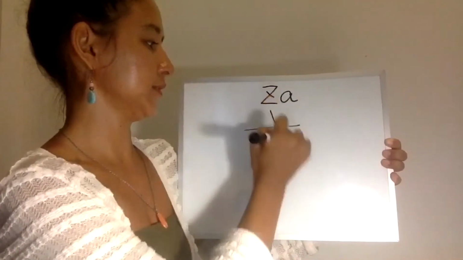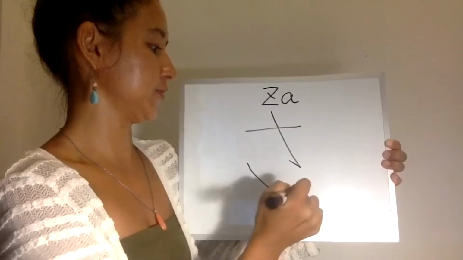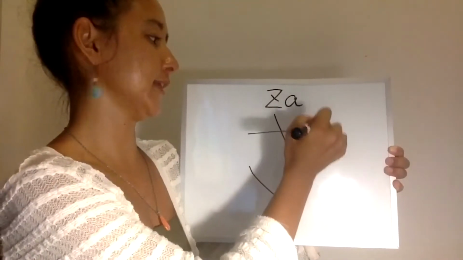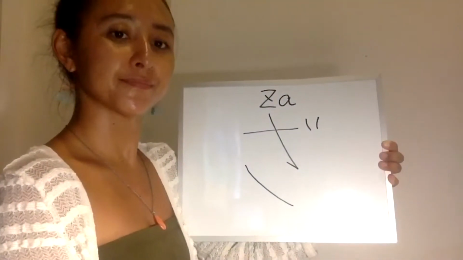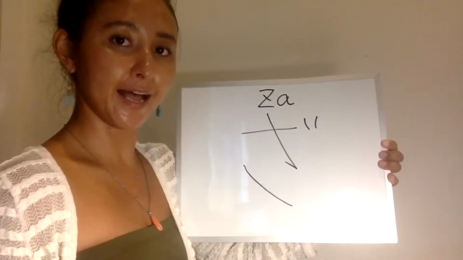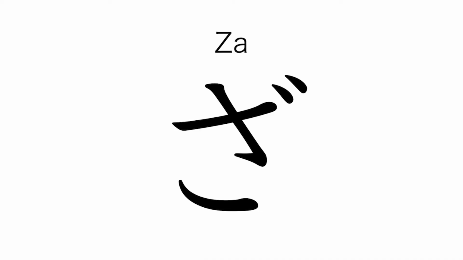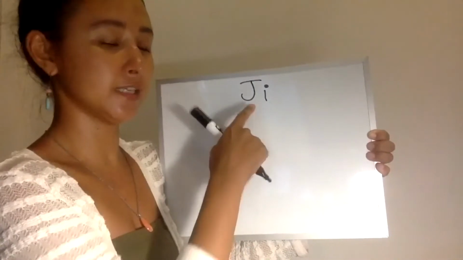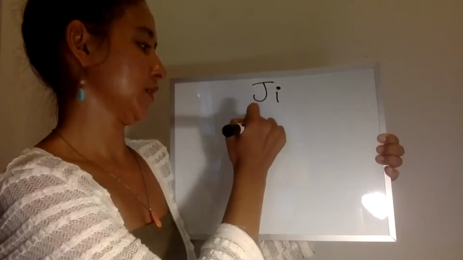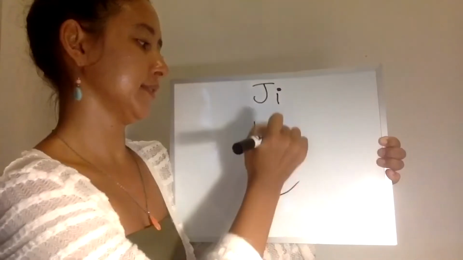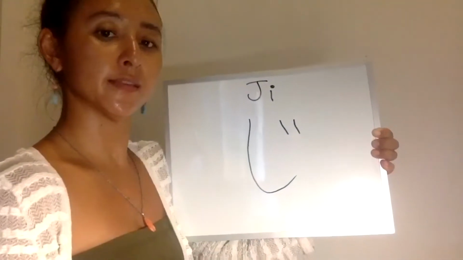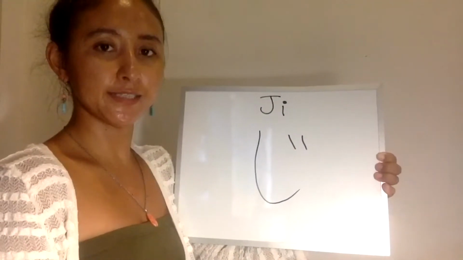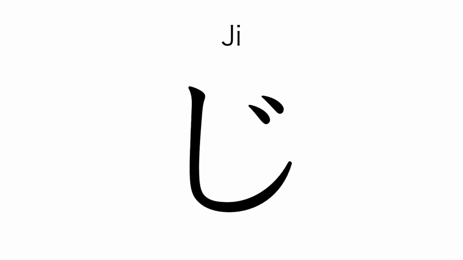1, 2, 3, and dakuten. Za. It is a z. You need to be careful. This is not a g, it's a z. 1 and dakuten. Za.